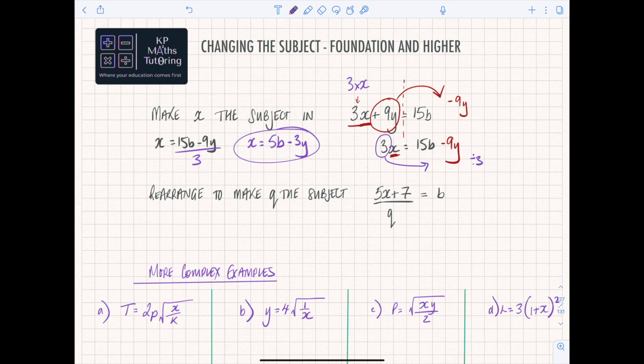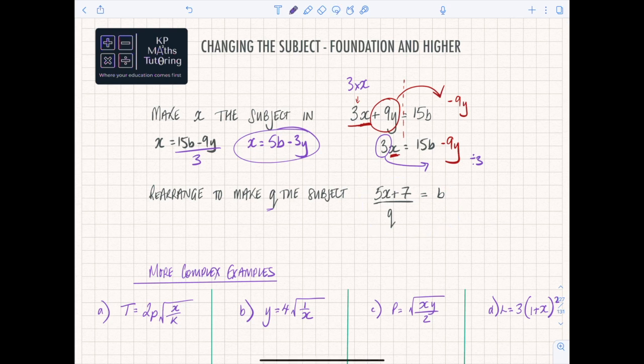So what you could do is pause the video here and have a go at the next one, which is slightly harder, because what we're trying to do now is make q the subject. You could think about what to do here, or you could carry on and watch me go through this example.